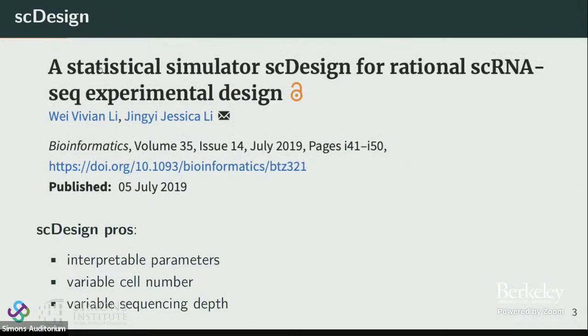So we started this journey in 2019 with this work scDesign. That one was designed as a simulator to help optimize the trade-off between the number of cells and the sequencing depth from the perspective of detecting differentially expressed genes between two cell types. So the pros of this method include that it's a probabilistic model with interpretable parameters, and we model cells as observations. Therefore, the cell number is the sample size. We can vary the sample size, and we can vary the total sequencing depth as the budget. So we can find a trade-off.